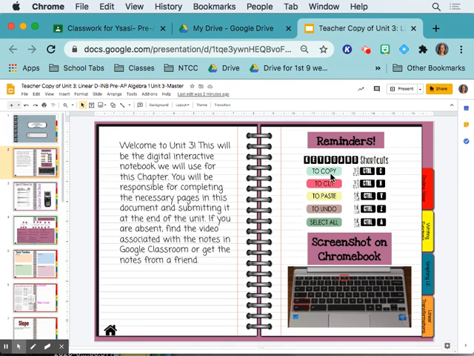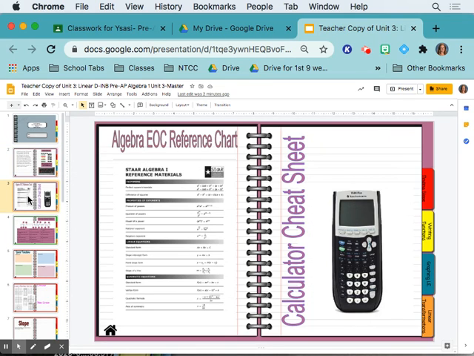Shortcuts again: Control C for copy. That's the one that I do the most. Control C and Control V for paste. So keep those handy. Here is our reference material, and then the calculator cheat sheet, which is on Google Classroom.